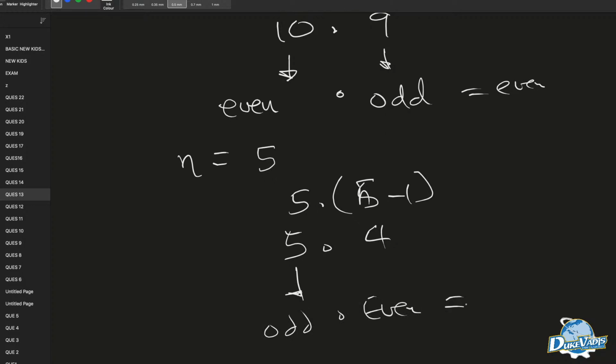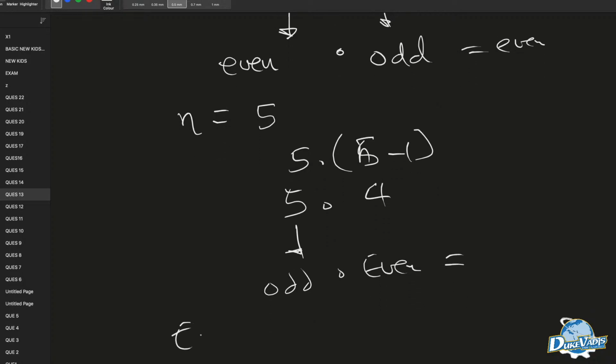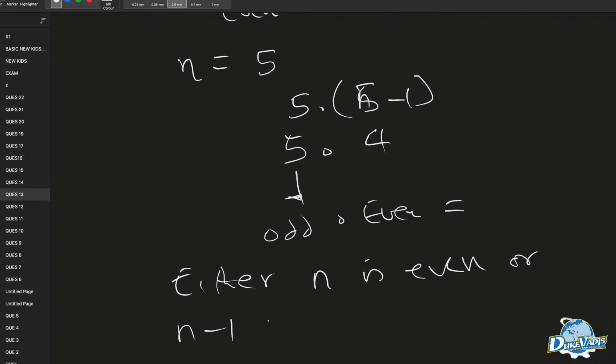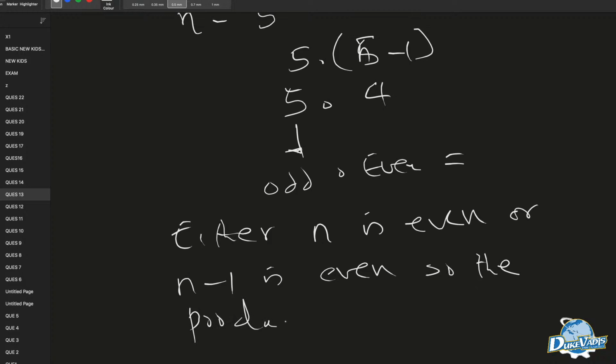So what we can see is that either n is even or n minus 1 is even. So the product must be even. Okay, so that's the proof.